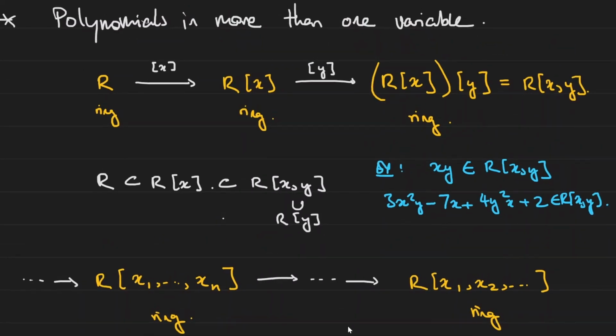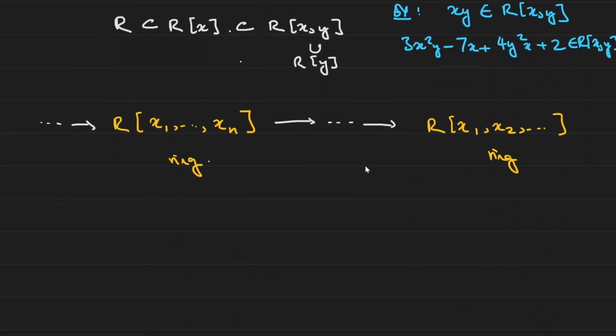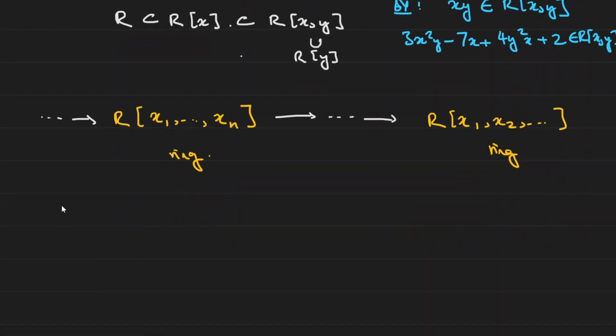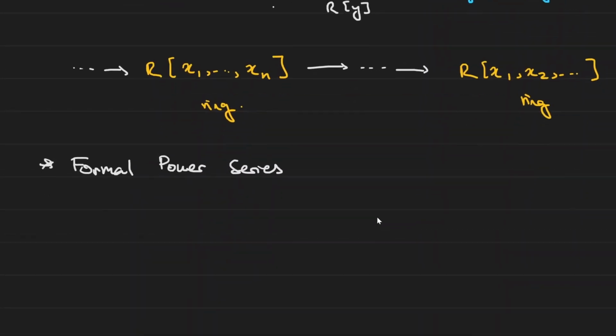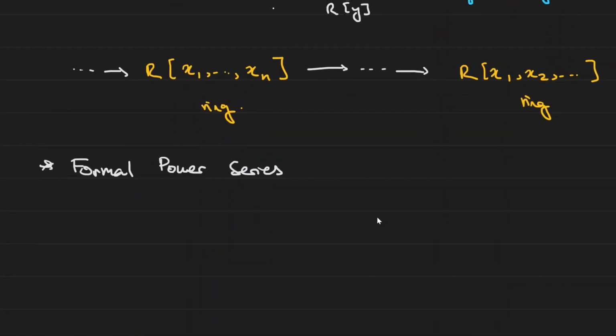And while we're on this topic of creating even bigger and crazier rings, I might as well talk about formal power series. So you saw that in the ring of polynomials, there was a condition on the degree of the polynomial. Namely, it has to be finite. Well, obviously, it's because they're polynomials. They have to have finite degree.